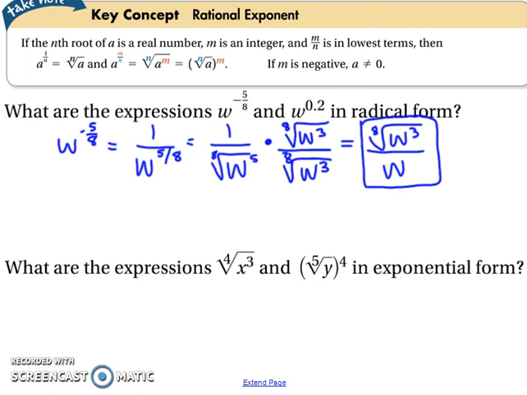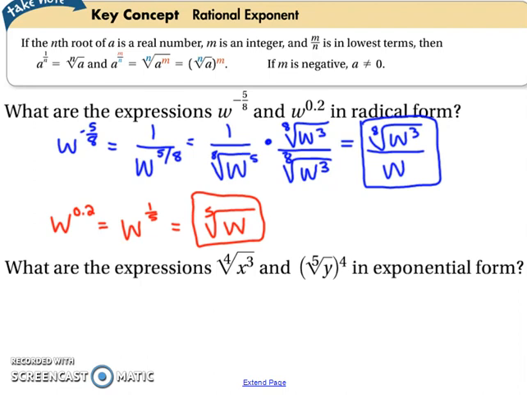Okay, now with w to the 0.2, it's best to always change things into fractions. So w to the 0.2 is the same thing as w to the 1/5, which would be the 5th root of w to the 1st. And we're done.